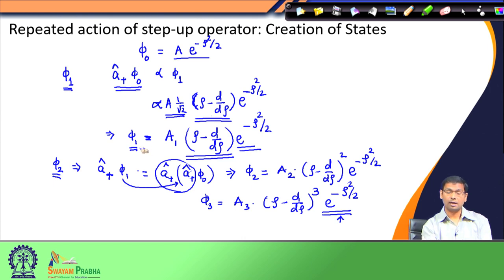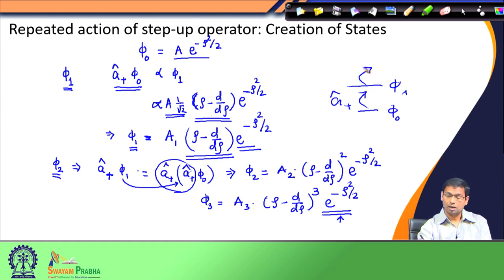Now, phi 1, the second eigenfunction of the harmonic oscillator problem, I will obtain by applying this operator on the lowest eigenfunction e to the power minus rho square by 2. The second eigenfunction I would get by applying this operator twice, rho minus d by d rho, and one more time the same operator, on this function e to the power minus rho square by 2, which is the lowest eigenfunction. So, if I know the lowest eigenfunction phi 0, I can simply keep on applying the step up operator as many times to get my higher eigenfunctions. So, this is phi 2.